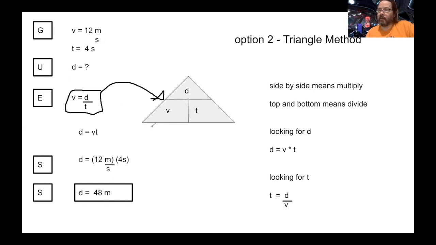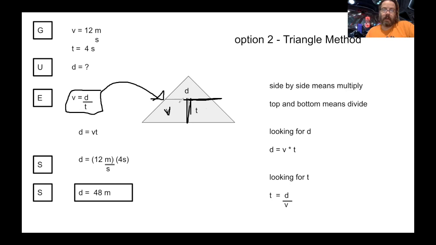And so how do I build the triangle? So first thing I do is I look at the division part. If it's division, it's going to go over the top of the line. So I've got d divided by t. So you can see how I've got d divided by t.